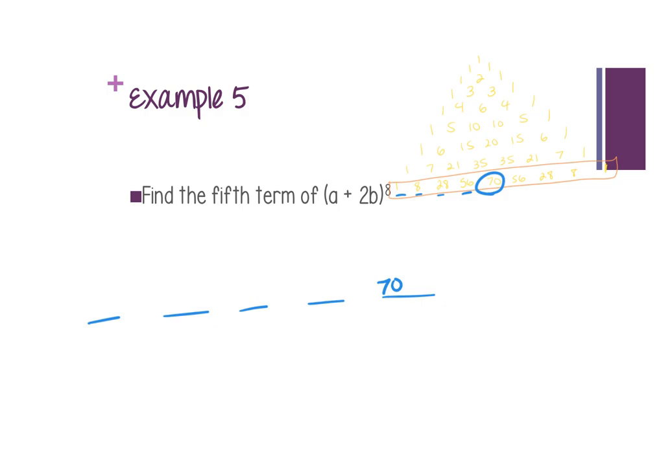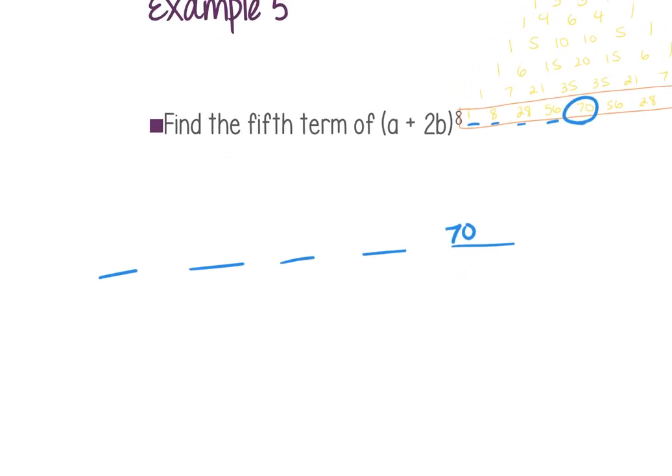But what do we do with the exponent of that first term? Start at 8 and work my way down. So it would be 8, 7, 6, 5, 4. So the first term is going to get raised to the 4th. And then what do I do with my second term? I start at 0, 1, 2, 3, 4.